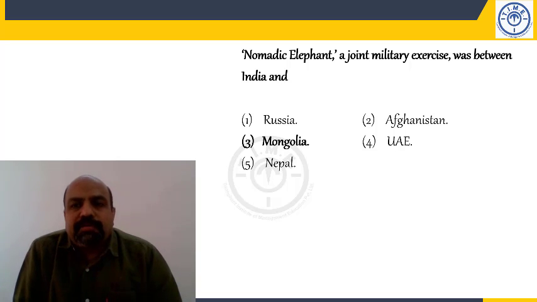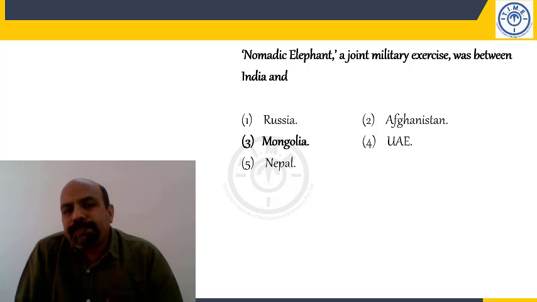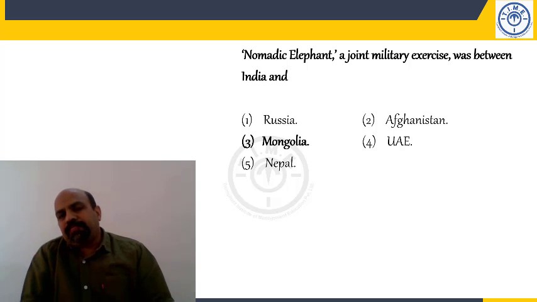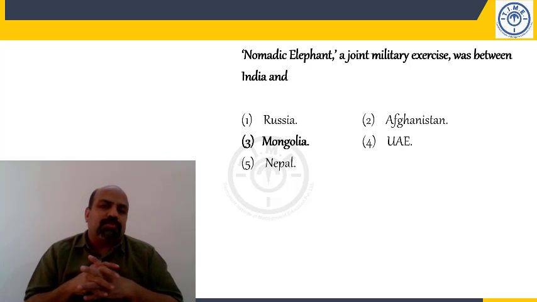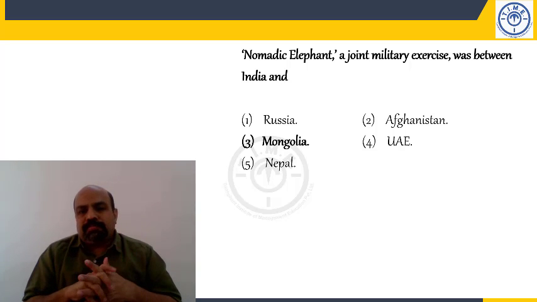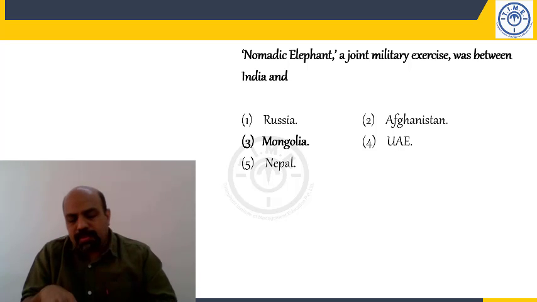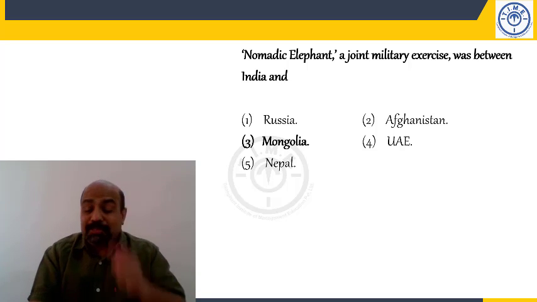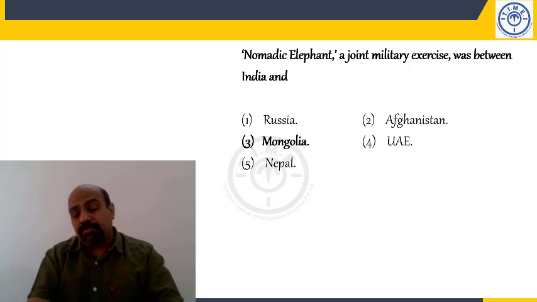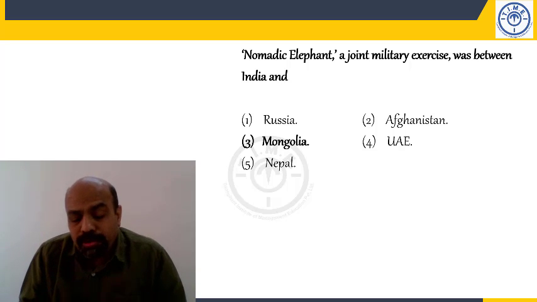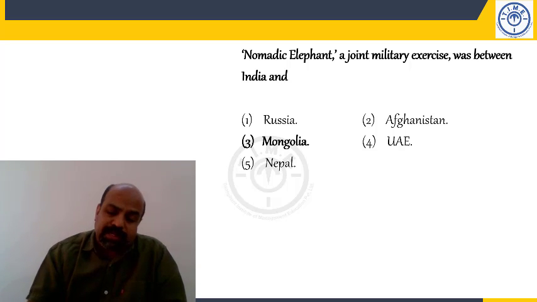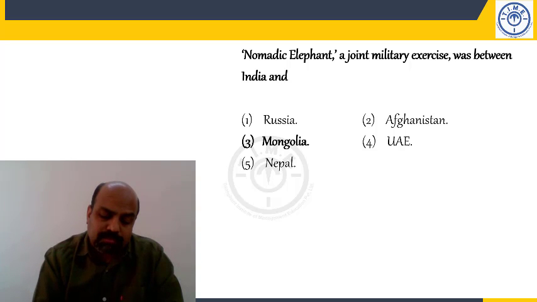Nomadic Elephant is a joint military exercise between India and Mongolia. एक लाइन लिखना चाहेंगे मंगोलिया के बारे में? ठीक है, you can do one thing. Since we have already discussed this, it will be a little cumbersome to repeat, but चलिए लिखते हैं. You write this: Mongolia dash Togrog. Sorry, the capital is Ulaanbaatar.